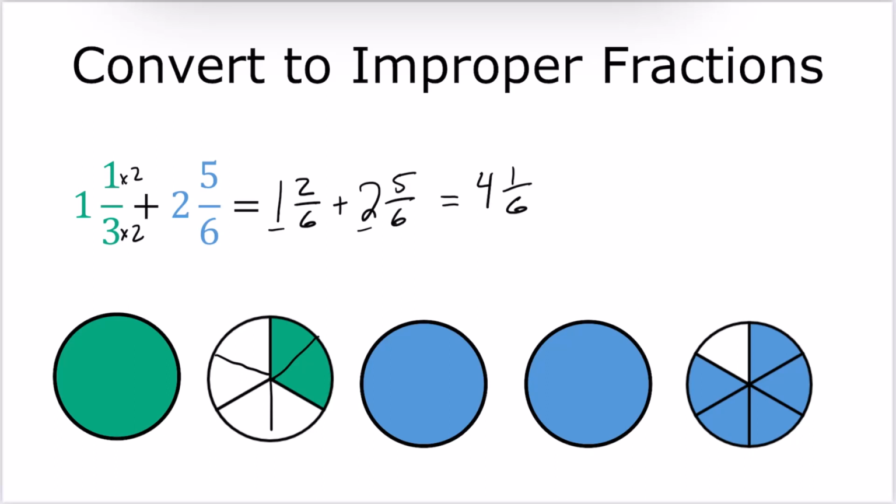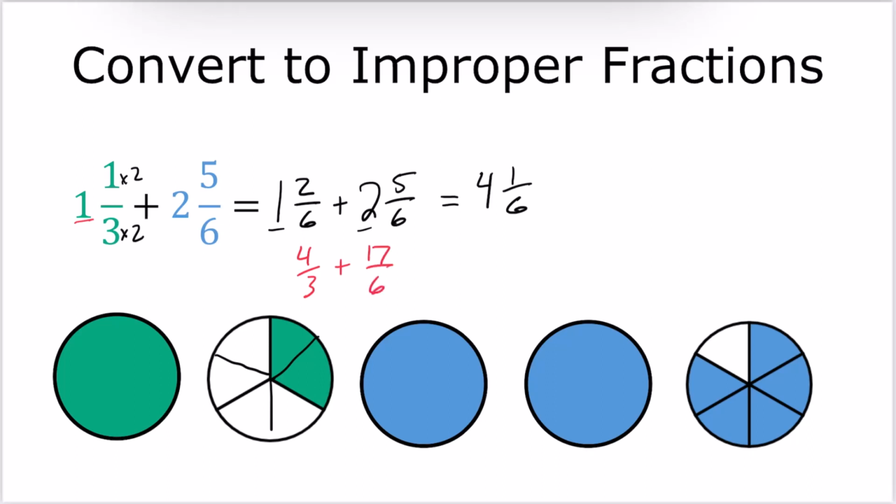So you can do it that way, or another method you can use is to convert the fractions into improper fractions. So the way you would do it in that way is you would say, okay, well, if I have 1 1/3, well, 1 is 3/3, and if I combine that with 1/3, that would be 4/3. And then for 2 5/6, well, 2 is 12/6. And if I combine that with 5/6, that's going to be 17/6.